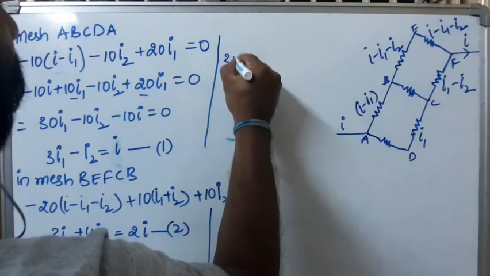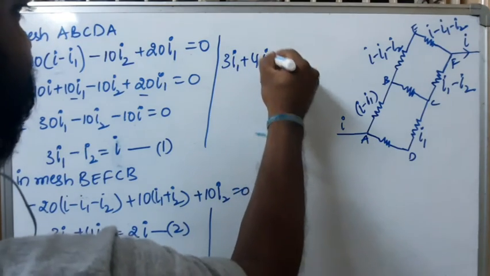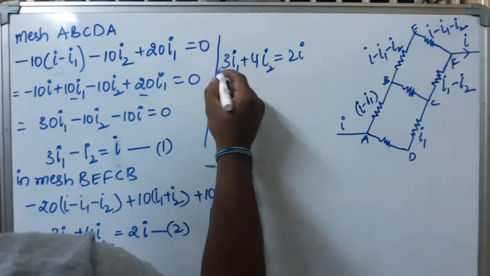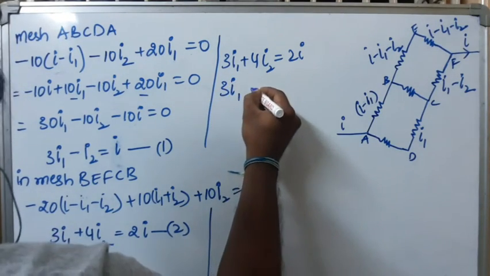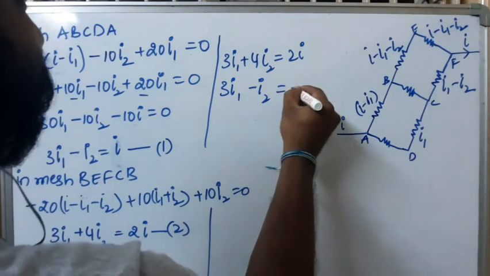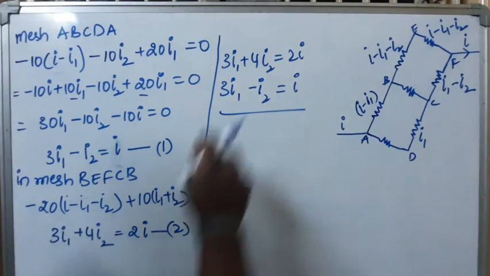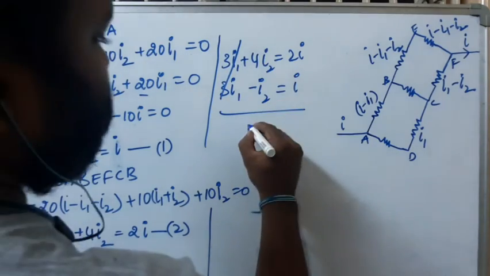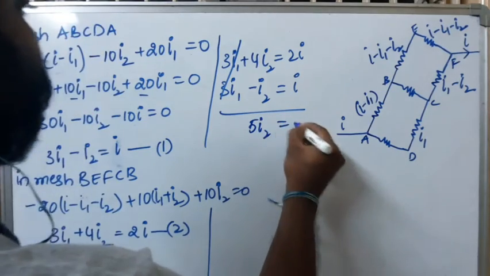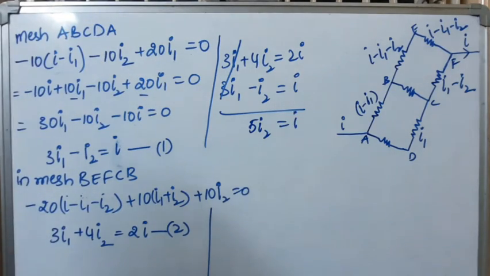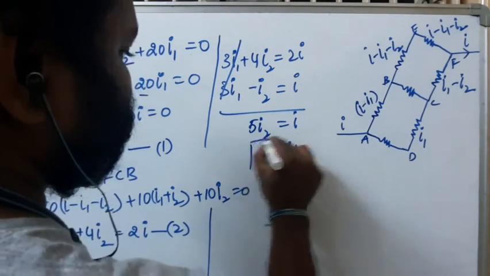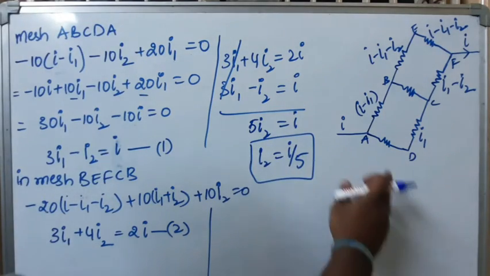So here 3i1 plus 4i2 is equal to 2i, and equation 1, 3i1 minus i2 is equal to i. Subtract this equation from this one, and here it will be 5i2 is equal to i. Okay, then i2 is equal to i by 5. So we got i2.